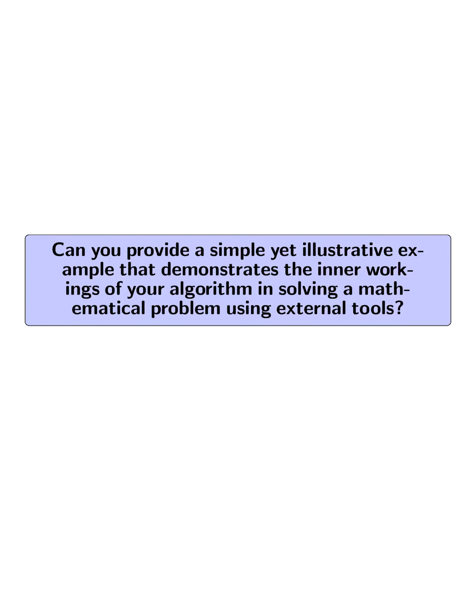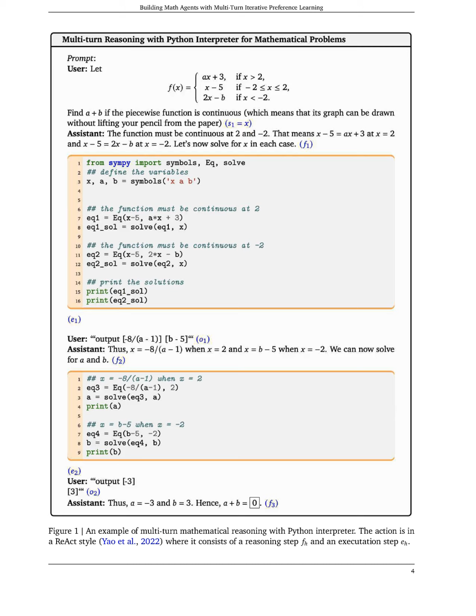Can you provide a simple yet illustrative example that demonstrates the inner workings of your algorithm in solving a mathematical problem using external tools? An illustrative example of our algorithm in action can be seen in solving a mathematical problem from the GSM-8K dataset, such as: Natalia sold clips to 48 of her friends in April, and then she sold half as many clips in May. How many clips did Natalia sell altogether in April and May?